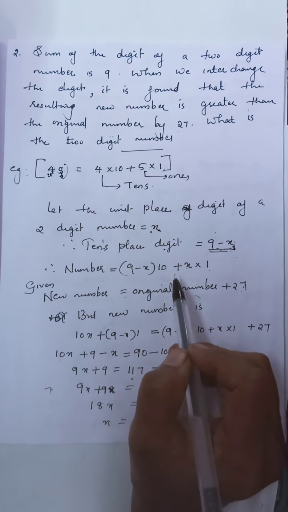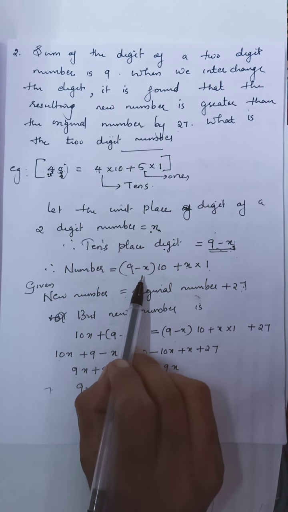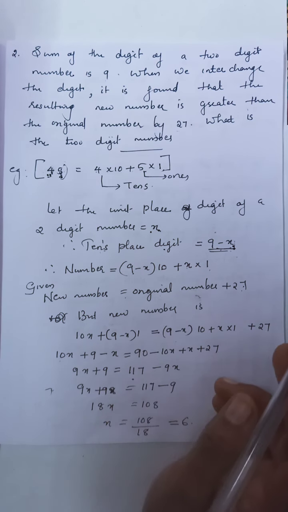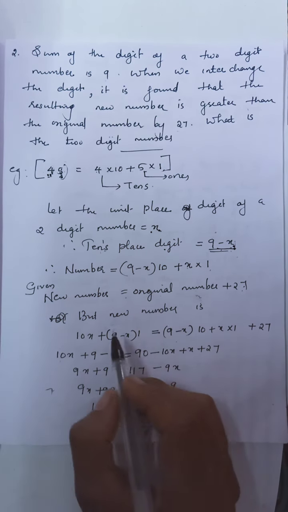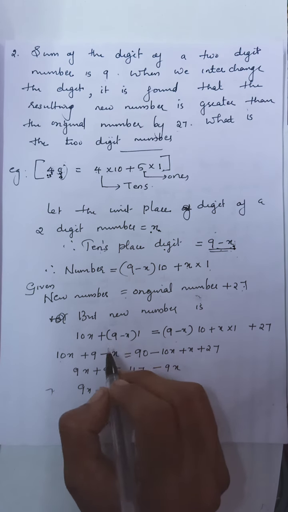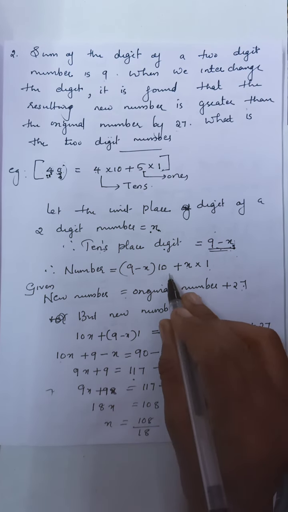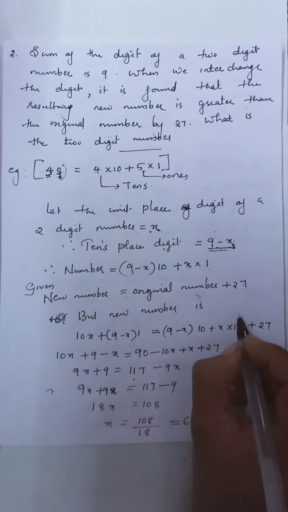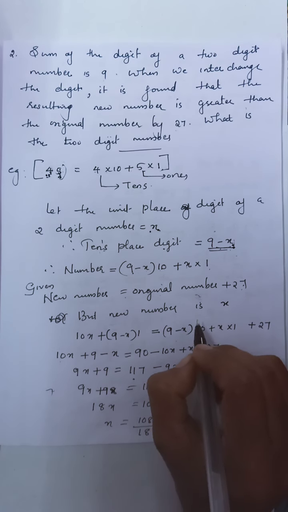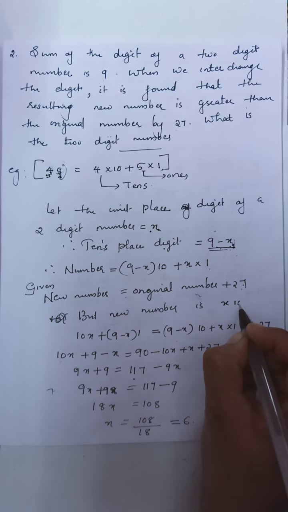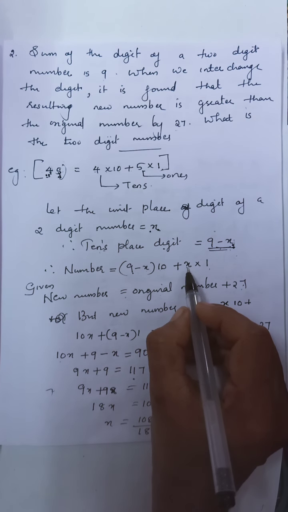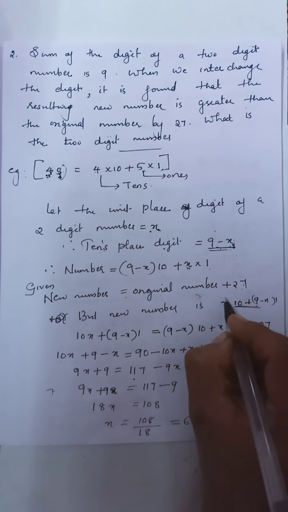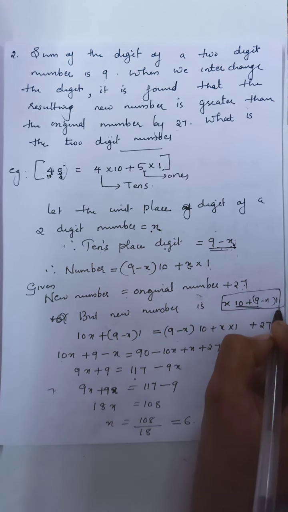How do you get the number? Here you know that your number is 9 minus x into 10 plus x into 1. So, if you interchange the digits, the new number is: instead of 9 minus x we have x into 10, plus instead of x we have 9 minus x, so 9 minus x into 1. This is our new number.